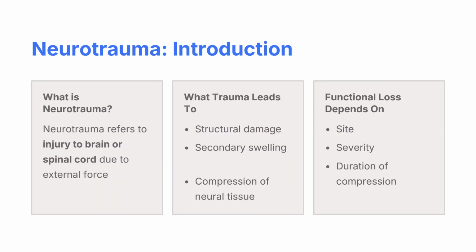So neurological trauma, or neurotrauma, refers to injury to the brain or spinal cord caused by any external force. Trauma will lead to structural damage, secondary swelling due to damage, and compression of the neural tissues due to swelling. Due to these things, functional loss will happen, and the severity and duration of the compression would also determine how much functional loss is happening.